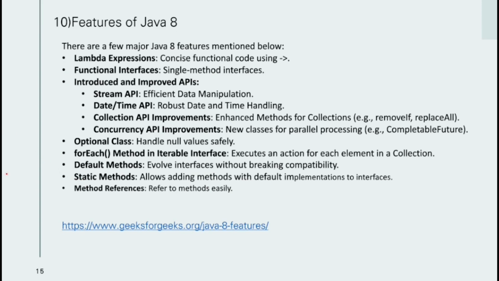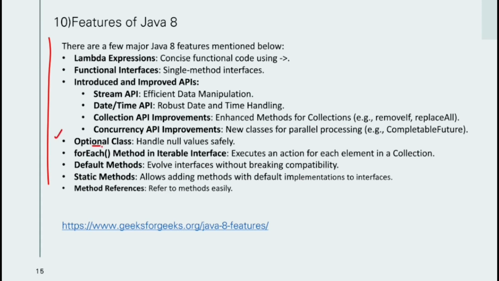Features of Java 8. You can read this whole thing, but I am just summarizing it. We have Java 8 features like lambda expressions. Also we have functional interfaces. What is a functional interface? We have Predicate, Consumer, Supplier, right? Also we have Stream APIs, Date Time API, Collection API. Also we have concurrency. Apart from that we also have Optional classes.